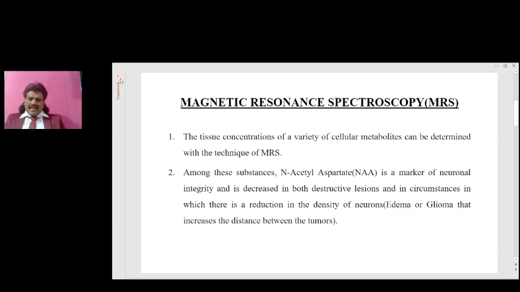Among these substances, N-acetyl aspartate, NAA, is a marker of neuronal integrity and is decreased in both destructive lesions and in circumstances in which there is a reduction in the density of neurons, like edema or glioma that increases the distance between the tumors.